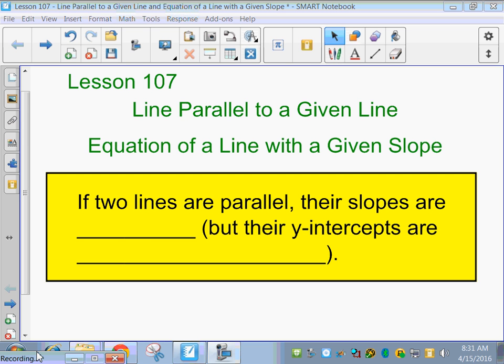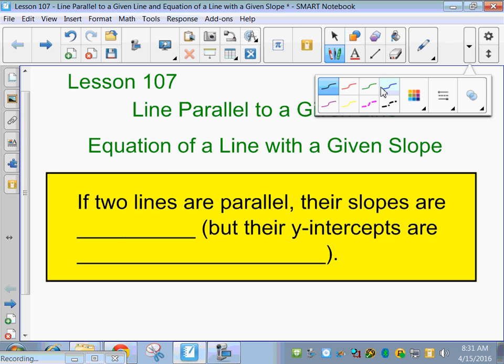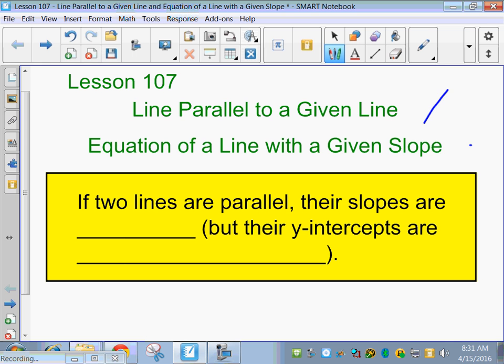All right, line parallel to a given line and equation of a line with a given slope. This is actually less work than when we found the equation of a line given 2 points. If you have parallel lines, what does that mean about their slopes? They are the same. If you have parallel lines, they're tilted the same way. That's their slopes. They're exactly the same.